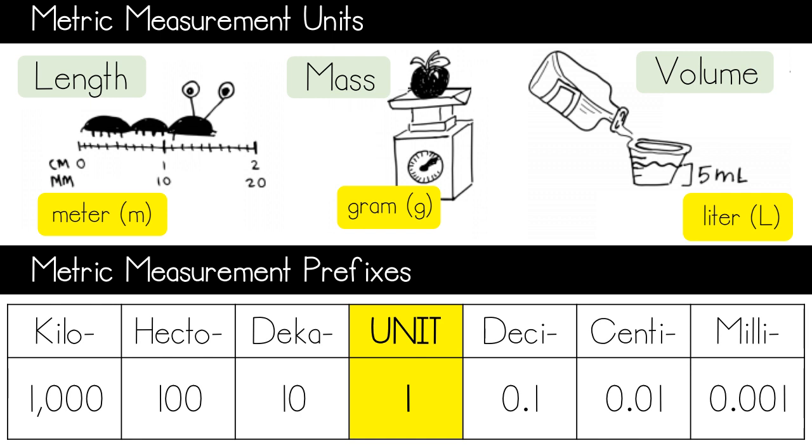Now, a kilo is 1,000 times your unit. A hecto, whether it's meter, gram, or liter, is 100 times your unit. A deca is 10 times your unit. Deci is 1/10 of your unit. Centi is 1/100th of your unit, and milli is 1/1000th of your unit. I'm going to explain more in the lesson.